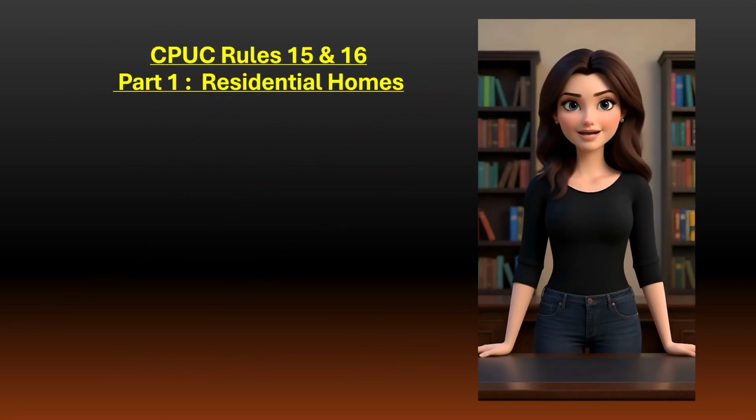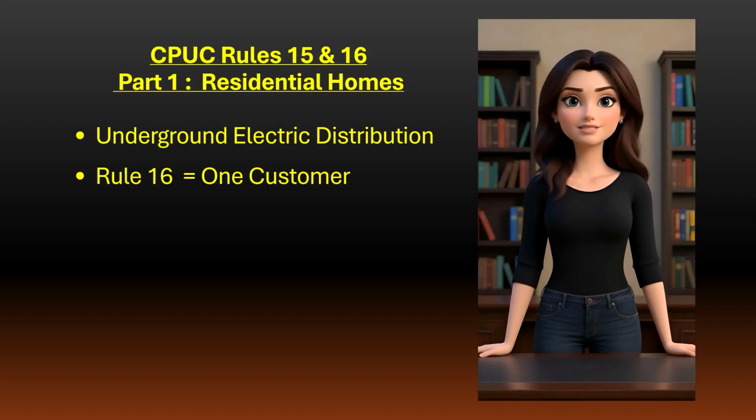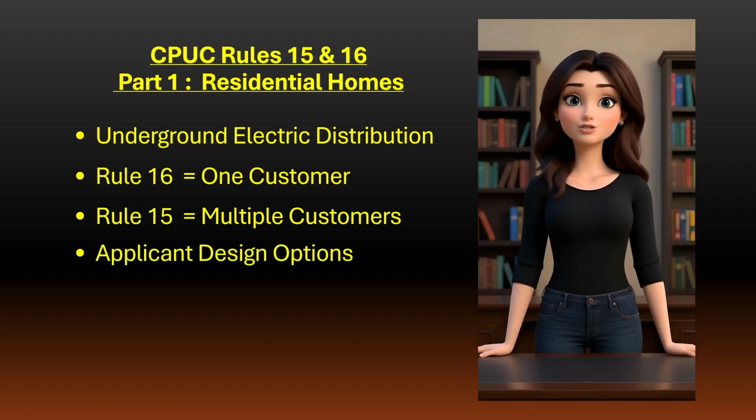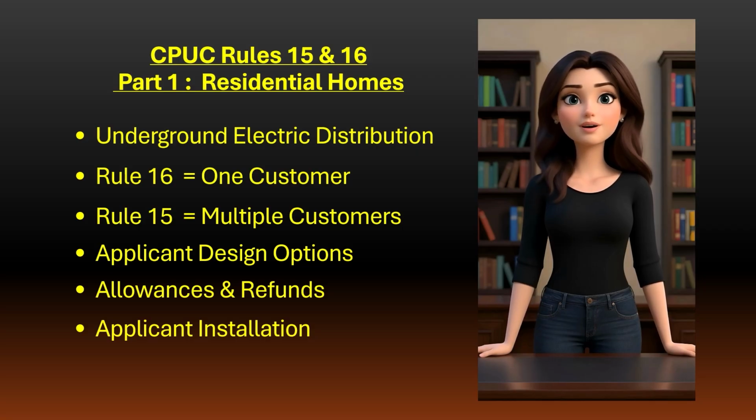Thanks, Charlie. This wraps up CPUC Rules 15 and 16, Part 1, Residential Homes. In this video, we covered underground electric distribution and explained how Rule 16 applies to facilities serving a single customer, while Rule 15 applies to facilities serving multiple customers. We also talked about applicant design options, the choice to have engineering plans completed by an approved designer or by the utility, along with allowances and refunds that help offset construction costs and determine refund eligibility under Rule 15. Finally, we discussed applicant installation, the work typically completed by the applicant and the facilities deeded to the utility.